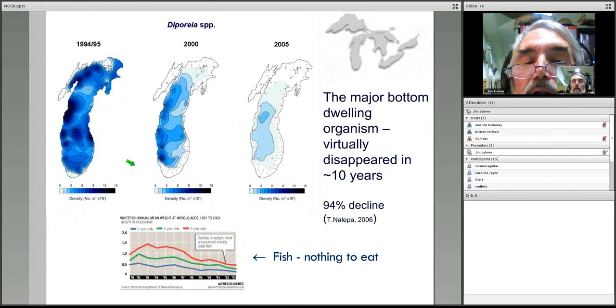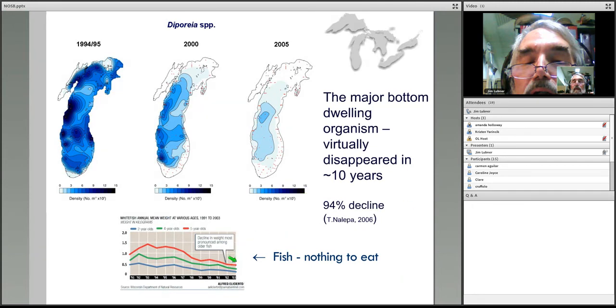One of the organisms that's been affected is a small shrimp-like critter, an amphipod, that lives in the bottom of Lake Michigan and the other Great Lakes. A very nutritious critter that was forage, food, for lots of the fish that spent at least a portion of their time near the bottom of the lake. And you can see how dramatically numbers have declined over just a 10-year period, and those numbers continue to decline, 94%, according to a scientist in Michigan.